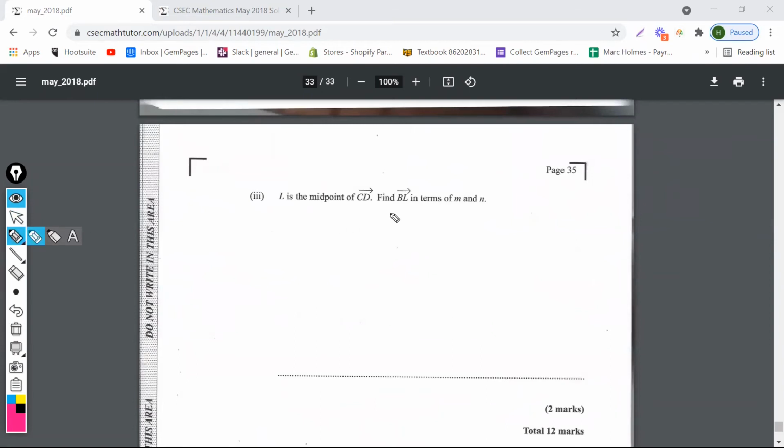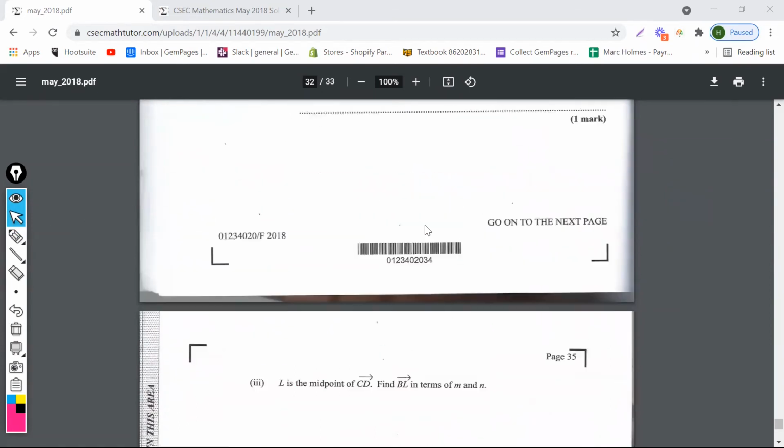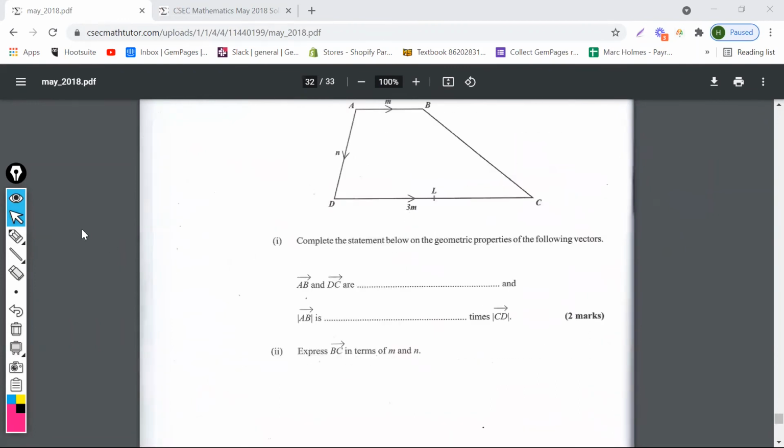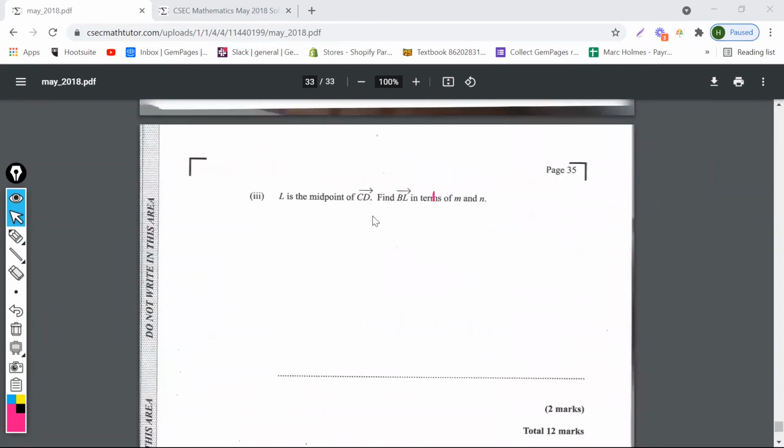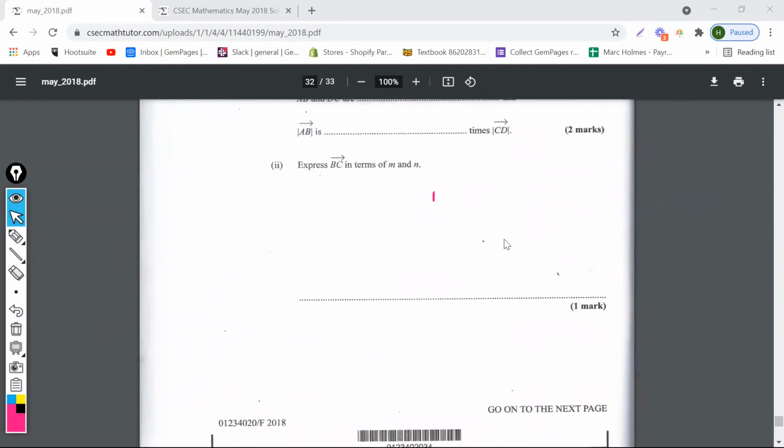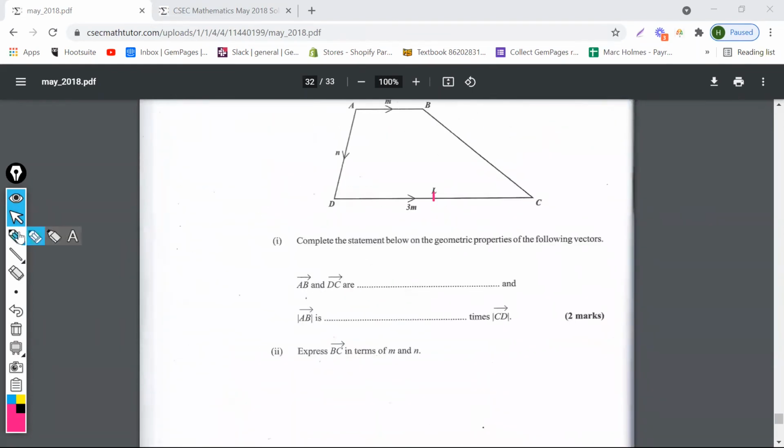And it says here, L is the midpoint of CD. L, which is right here, is the midpoint of CD. So we need to find BL in terms of M and N. B to L, so L is the midpoint. And we need to find from B, which is right here, to L, which is right here. So it's the same thing, guys.